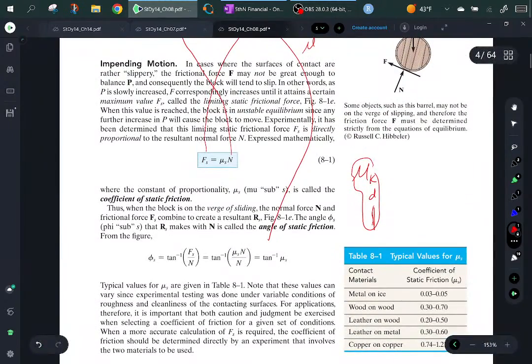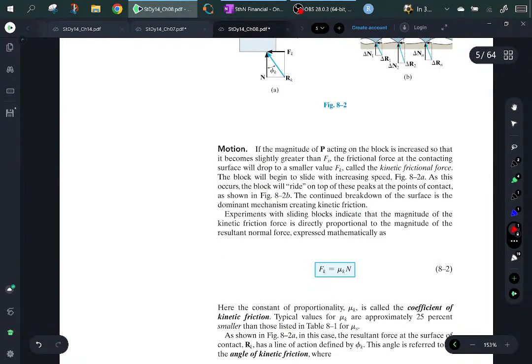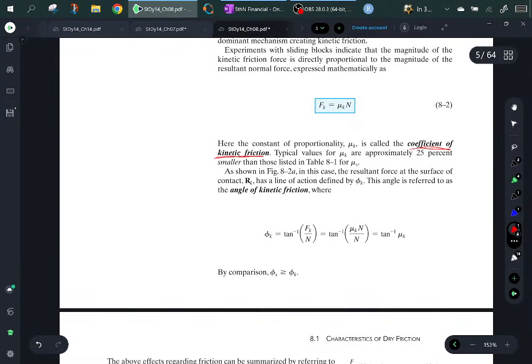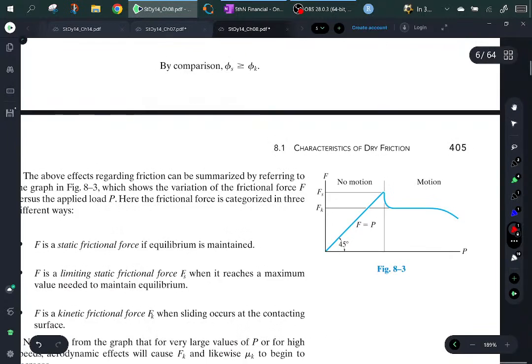Like he said, or like I guess I said, here he has the coefficient of static friction. Down here, he defines one coefficient of kinetic friction. Okay, that's okay. And he has the same thing. Essentially, this is kind of what happens.